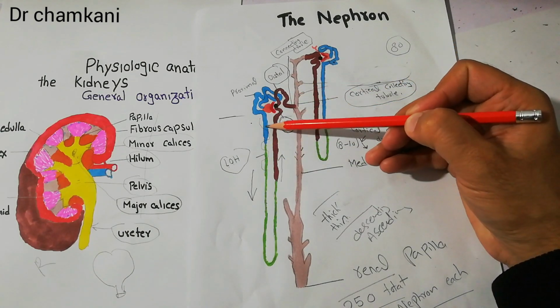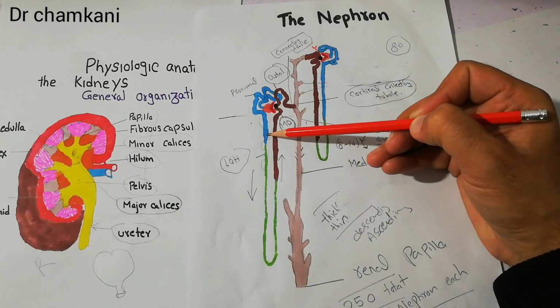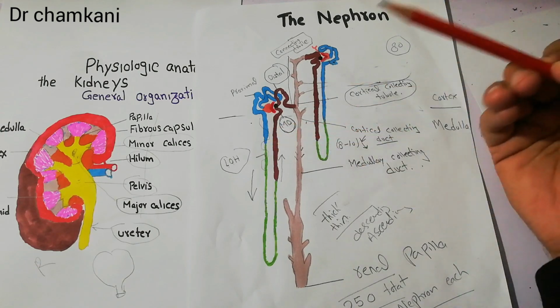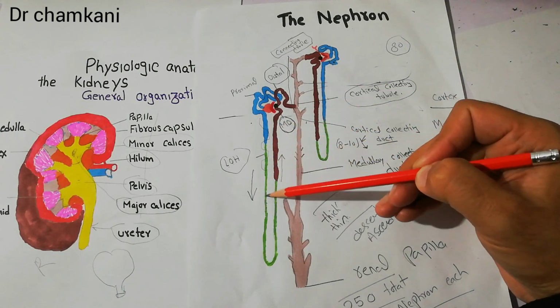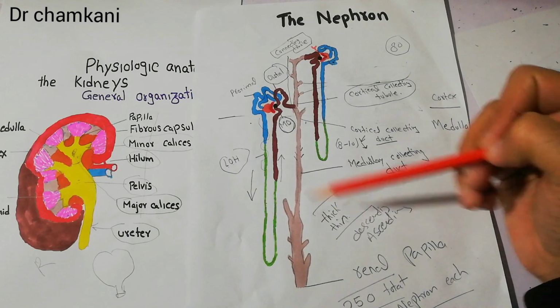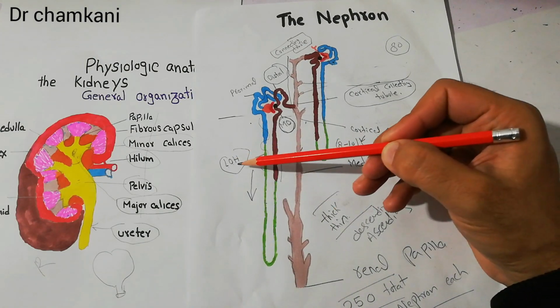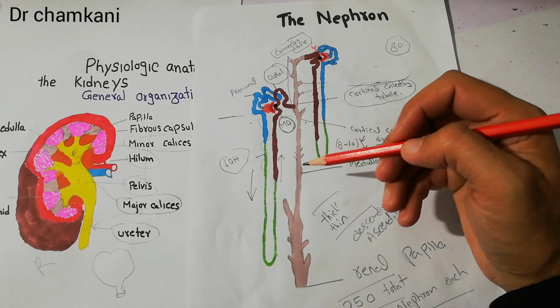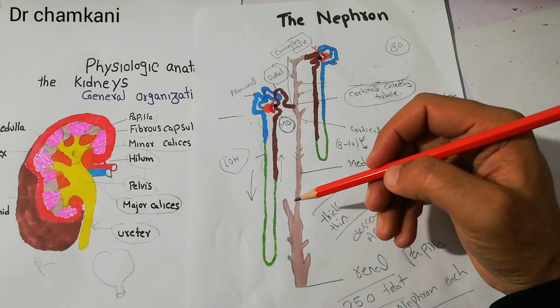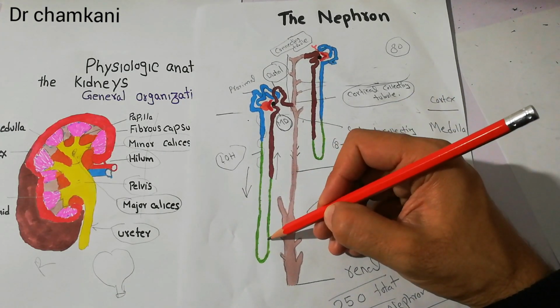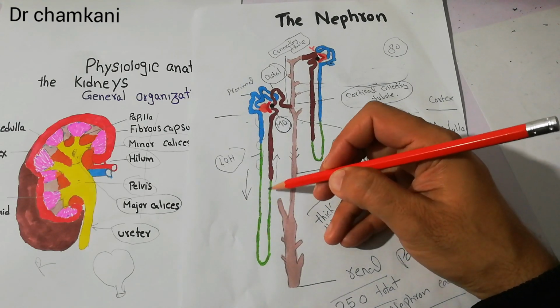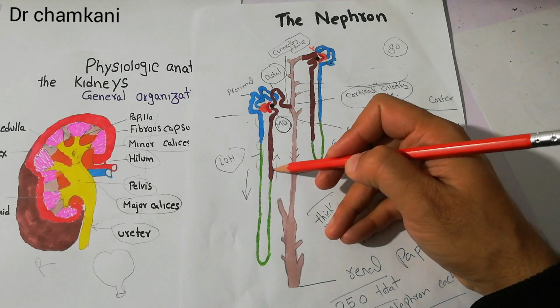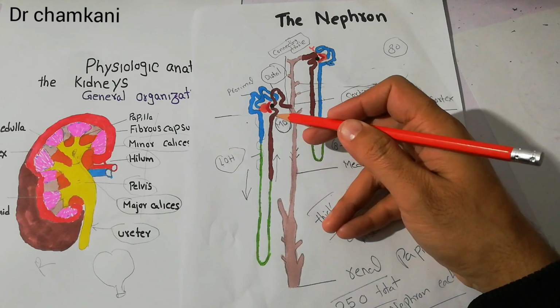This descending limb has a thick portion, known as the thick segment of the descending limb of loop of Henle. This portion is the thin part, and it is known as the thin segment of the descending limb of loop of Henle. Then we have the ascending limb, and in the ascending limb as well, we have the thin segment of the ascending limb of loop of Henle, and finally the thick segment of the ascending limb of loop of Henle.